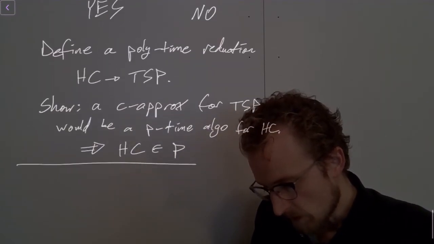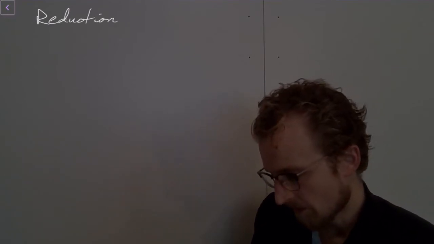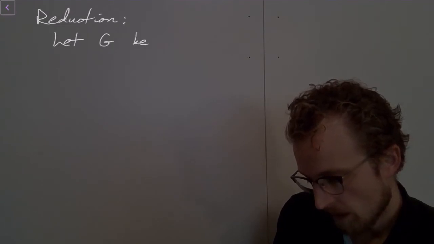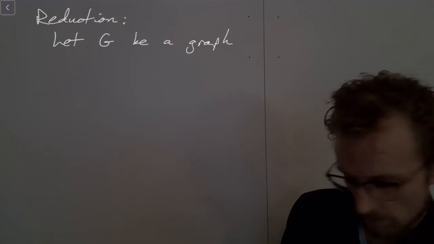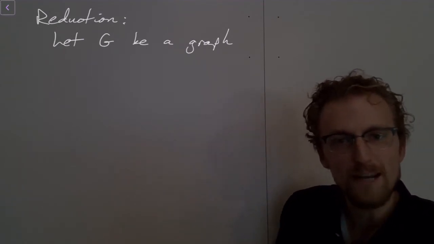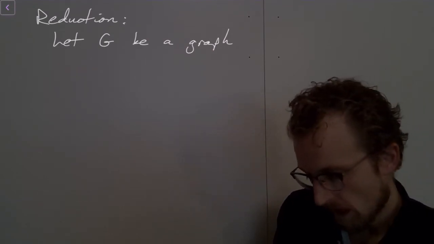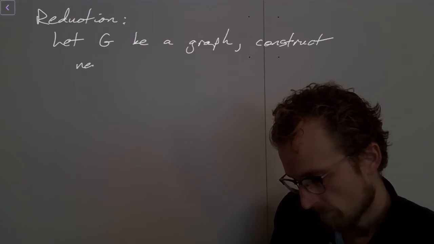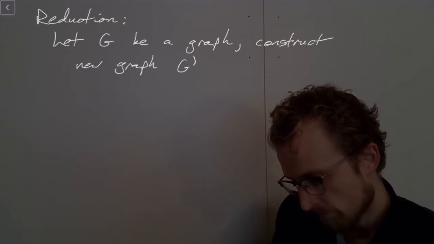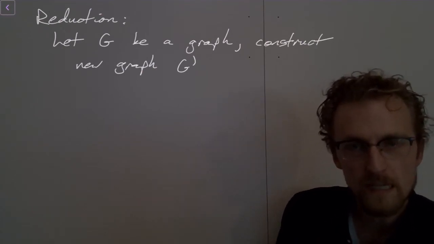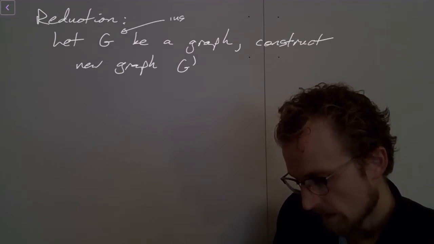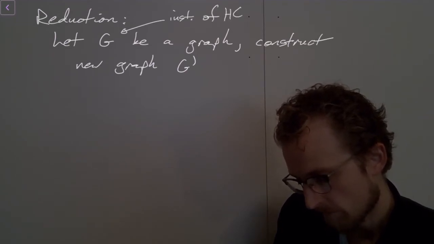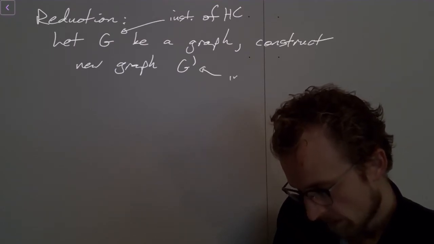So what's the reduction? Remember, a reduction converts instances of one problem into instances of another. So let G be a graph. This is a graph that's phrased as a Hamiltonian circuit problem. Now we want to construct a new graph, G prime, and this will be an instance of the TSP. So this graph here is an instance of a Hamiltonian circuit, and this graph here is an instance of TSP.